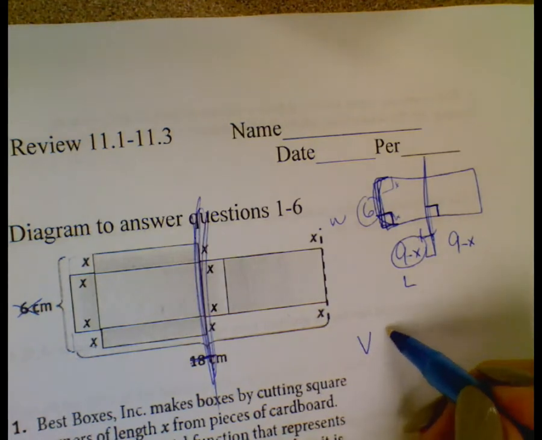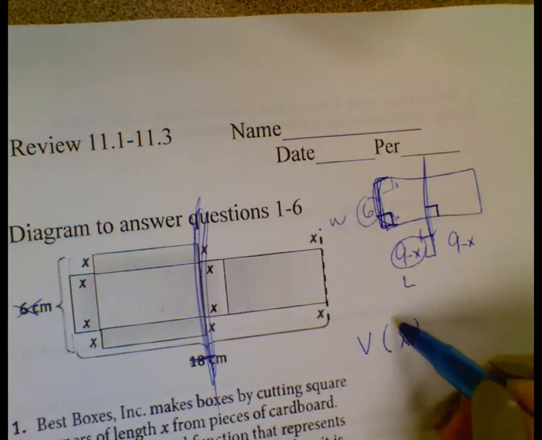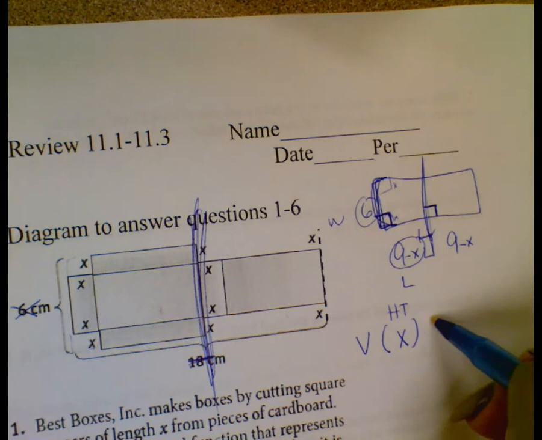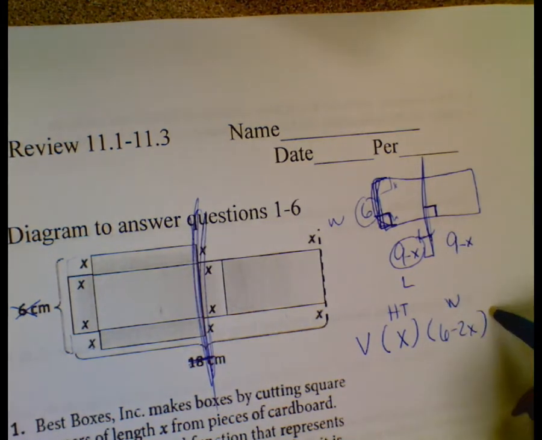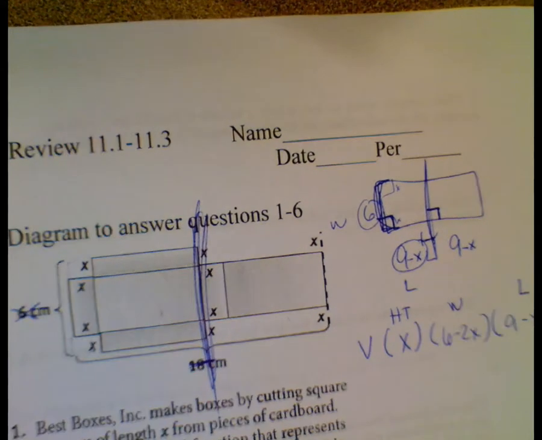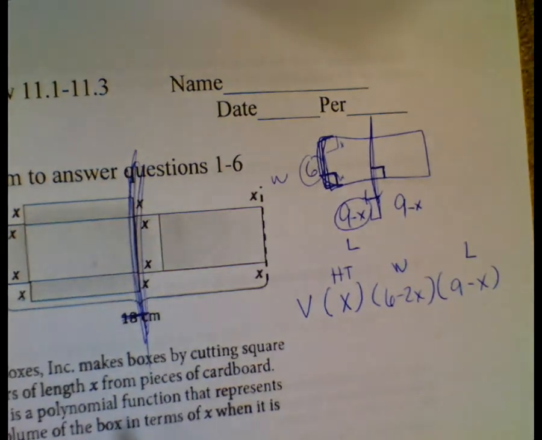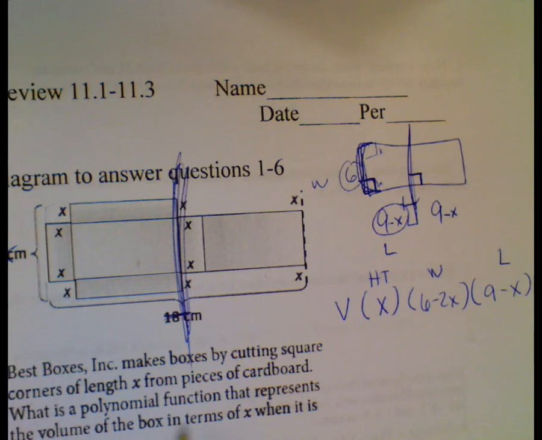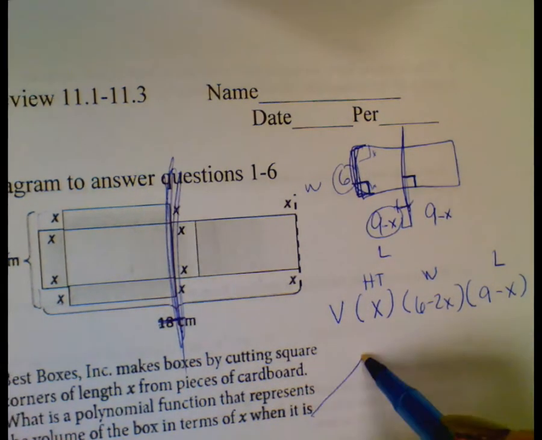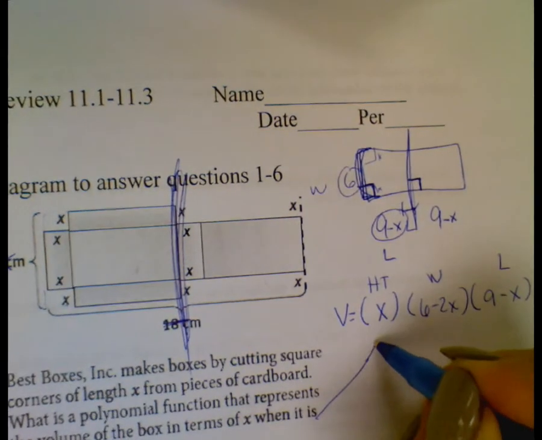So your volume is X, which is your height, times 6 minus 2X, which is your width, times 9 minus X, which is your length. So starting with this problem then, what is a polynomial function that represents the volume of the box in terms of X when it is assembled? That's what we just did. Volume is equal to this.